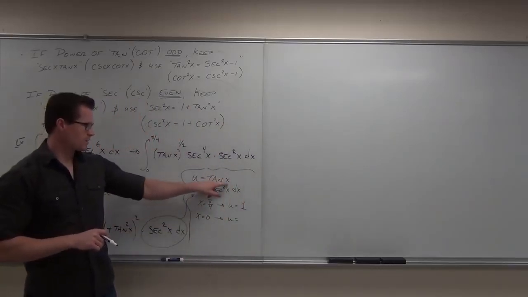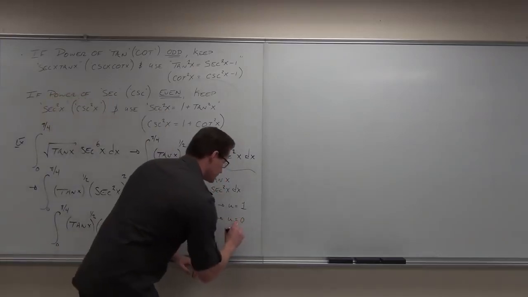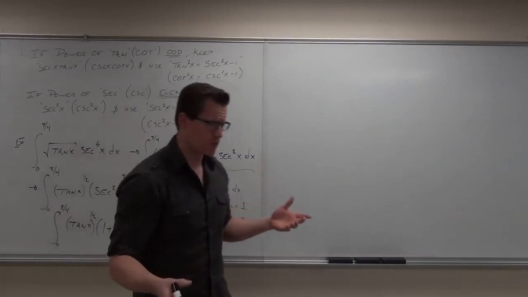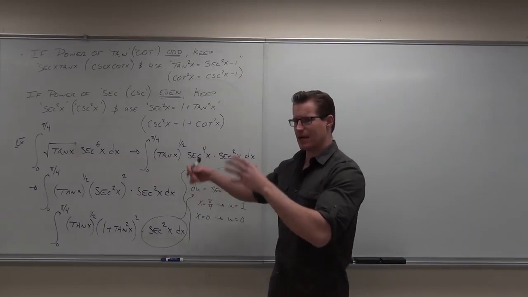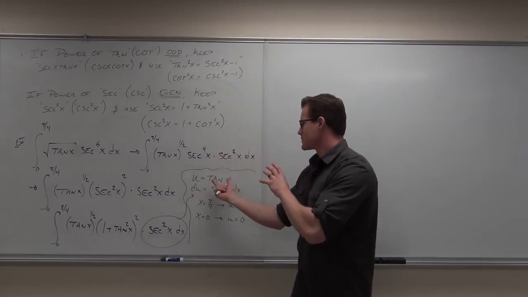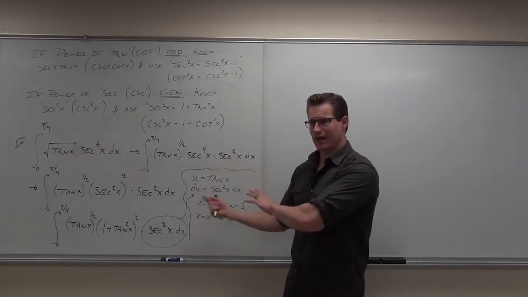When x is 0, how much is tangent of 0? Now, this is calculus 1 stuff, but I want to make sure you get it. Now that we've changed bounds, when we get down to the integral, will we be resubstituting tan x for u? No. You changed bounds, you don't need to do that. That's why I do it now.